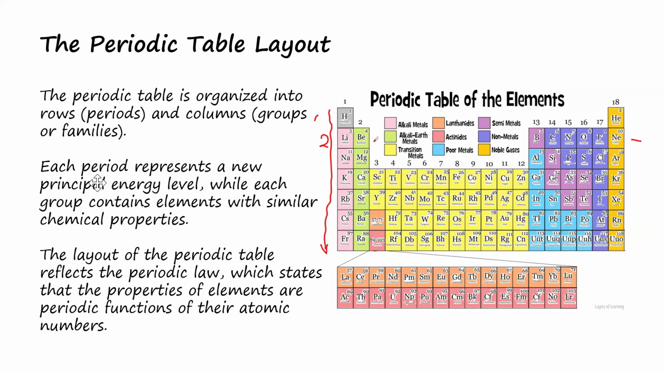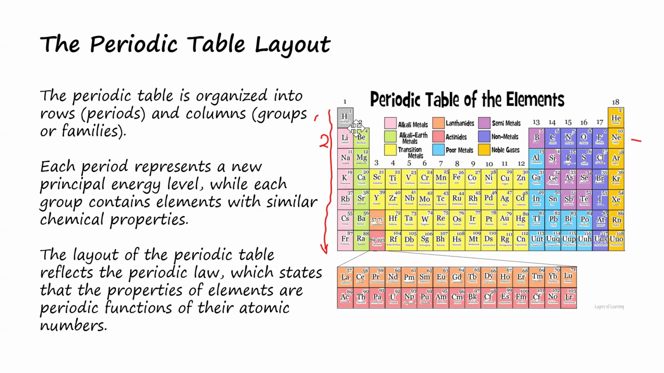So you see, the principal energy level increases, because hydrogen has only one principal energy level. That is why it is in period 1. And lithium has two principal energy levels. That is why it is in period 2. Sodium has three principal energy levels. So you see, each period represents a new principal energy level, while each group contains elements with similar chemical properties.